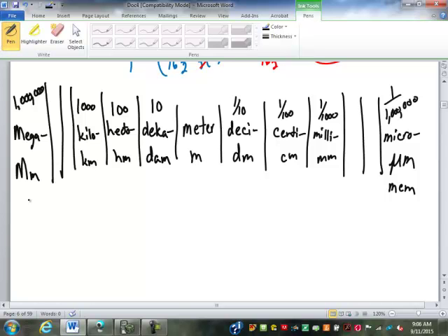Realistically, that one doesn't get used much because the circumference of the Earth at the equator is about 25,000 kilometers. So there's really nothing that would ever have to measure 1,000 kilometers or a million meters, unless you're doing astronomical units.